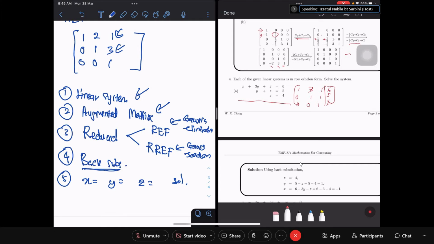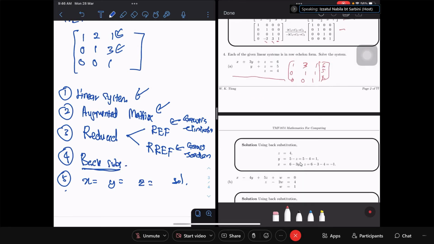I will show you later. The last part is you need to write your solution in terms of the variables: X equals what, Y equals what, Z equals what. So do not stop at reduction. No. We want the solutions in terms of variables. X is what, Y is what, Z is what. That is the last solution that we want.